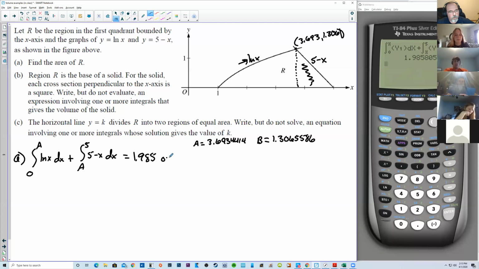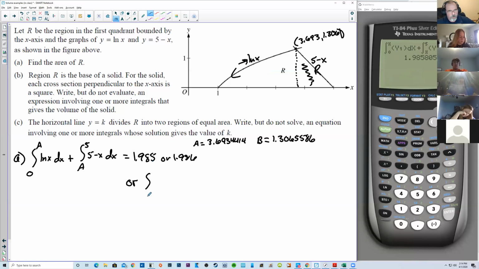.985 or 1.986. Now we need to do this a little different way. And actually the second way is going to help us with letter C. Instead of going under the curve this way, we're going to say this is the right curve and this is the left curve. Remember, we can find area with top minus bottom. Well, if we're integrating with respect to y, we can do right minus left.